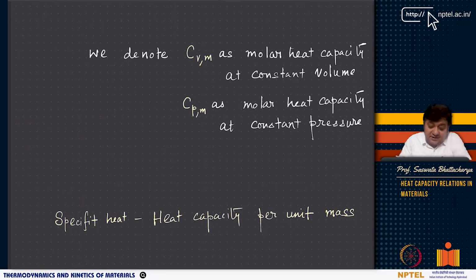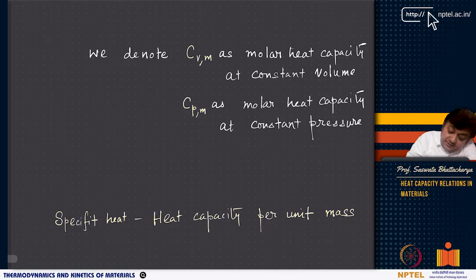Okay, so another thing that you will often see is that we often refer to something called specific heat. Specific heat in general is defined as heat capacity per unit mass, like heat capacity per gram per Kelvin, or heat capacity per kg per Kelvin. And molar heat capacity is per unit mole, right? CVM, for example, is molar heat capacity at constant volume. CPM is molar heat capacity at constant pressure.